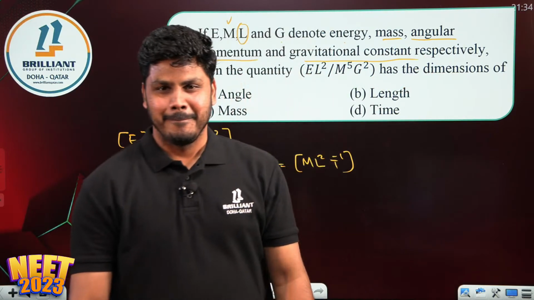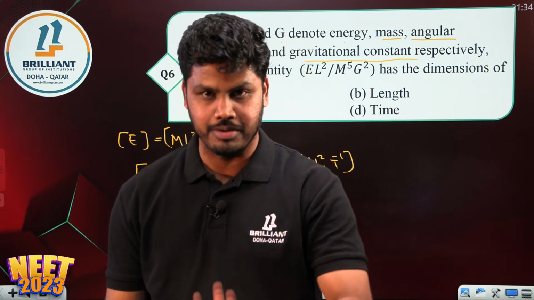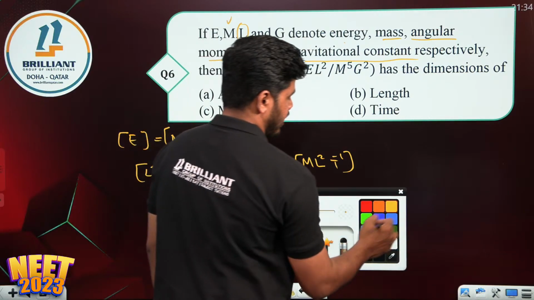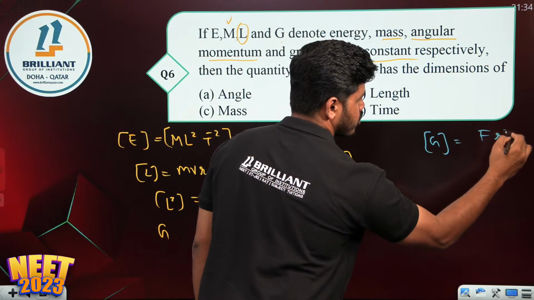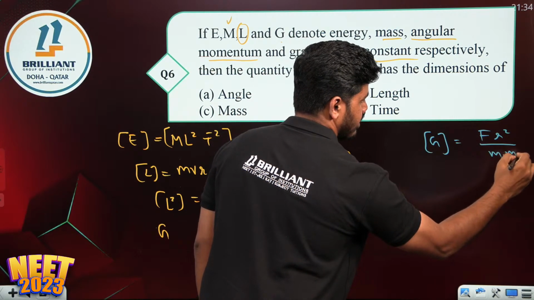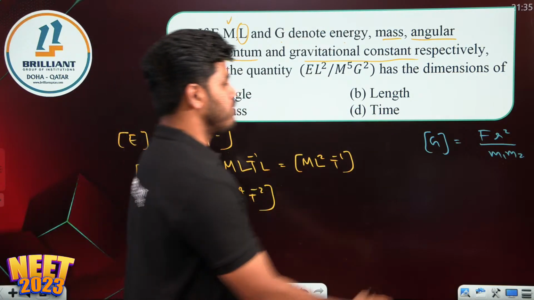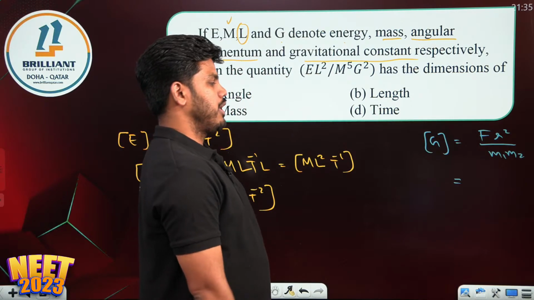And that dimension we usually don't remember. If you remember, it is good. If you don't remember G, just find out that dimension first. I told you before also, G can be equal to F r squared by m1 m2. Gravitational force F is equal to G m1 m2 by r squared, which can be converted to G is equal to F r squared by m1 m2.